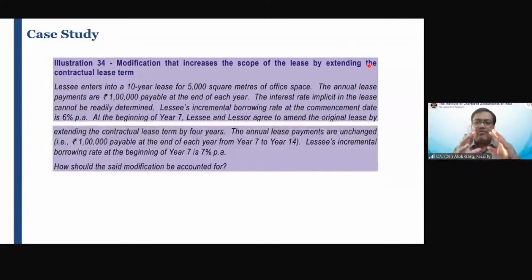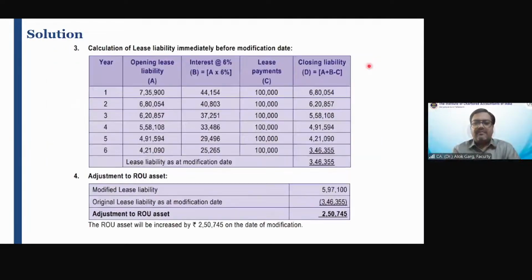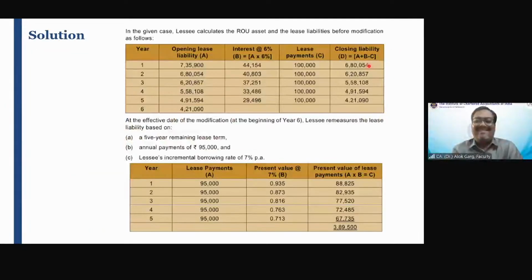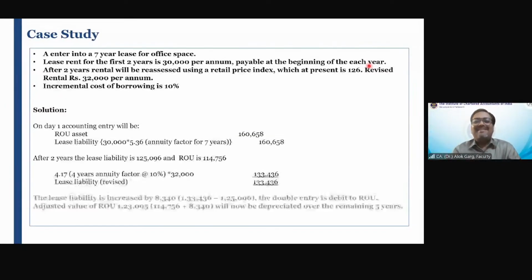Your scope is changing, but your consideration and lease term are not changing. In that case, you are not required to change your discount rate. For example, I may have had 4 rooms and now I take the 5th room, but the term and the consideration remain the same. And in the books also, there will not be any change.